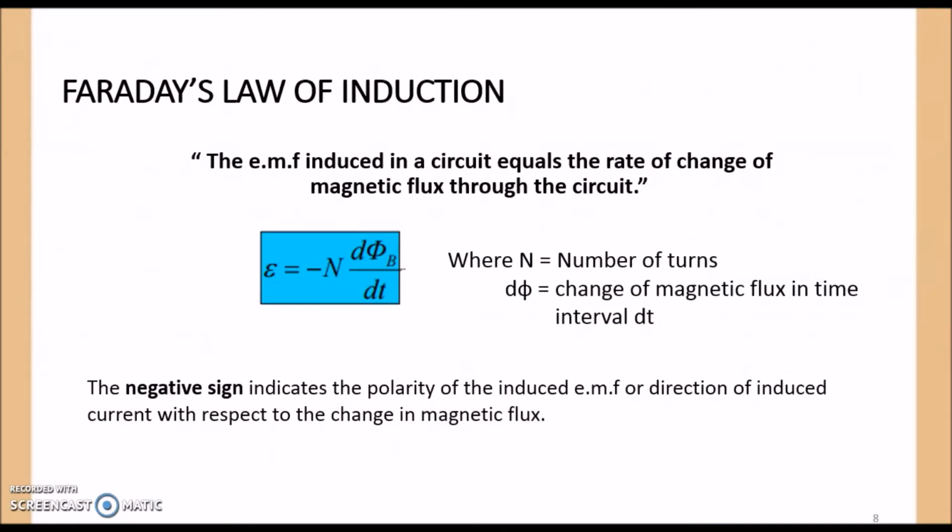From the conclusion, Faraday comes up with an equation which is EMF equals negative N times the change of magnetic flux over the time interval.